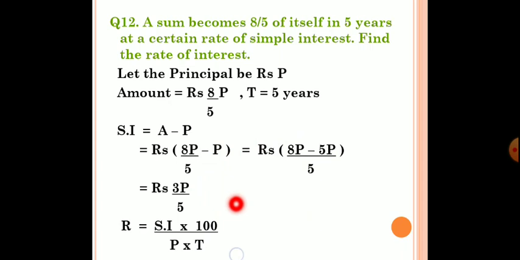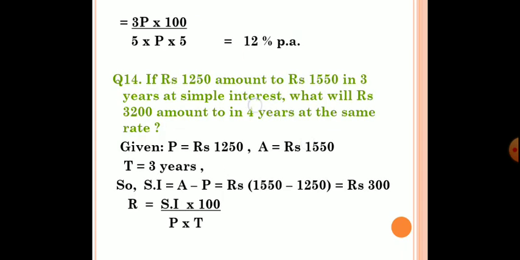Now the rate of interest formula is simple interest into 100 divided by P into T. So now putting the value of simple interest as 3P by 5 into 100 divided by principal, that is P, into time, that is 5. So P and P will get cancelled. I can cancel this 5 by 100 and this 5 by 100. So in the numerator I'll have 4 into 3, that is equal to 12%. Therefore my rate of interest is 12% per annum.